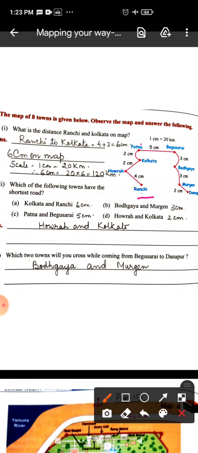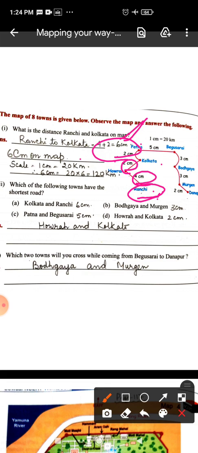Children, here, Ranchi to Kolkata, you will cover the distance of 4 centimeter and 2 centimeter. So, on the map, Ranchi to Kolkata is 4 plus 2, that is 6 centimeter. Right? This distance is on the map.